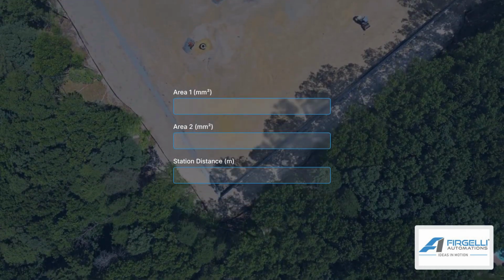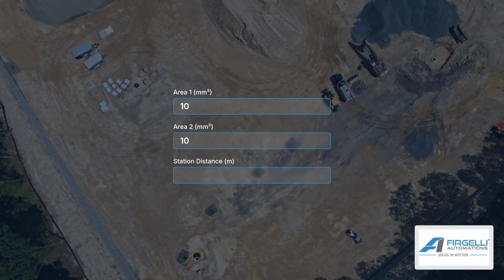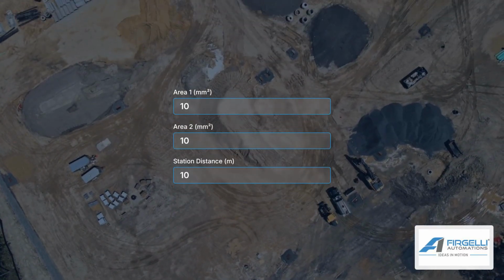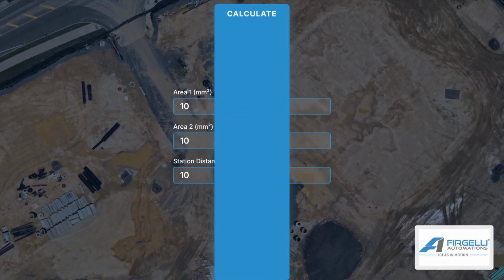For our example, I'll enter 10 square feet for cross-section area 1, 10 square feet for cross-section area 2, and 10 feet for station distance. After clicking Calculate Volume, we get our results.